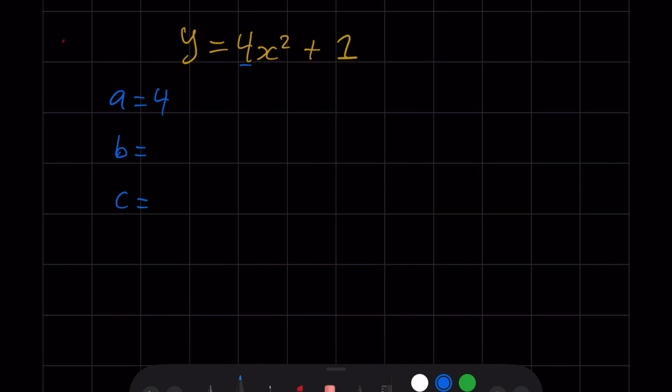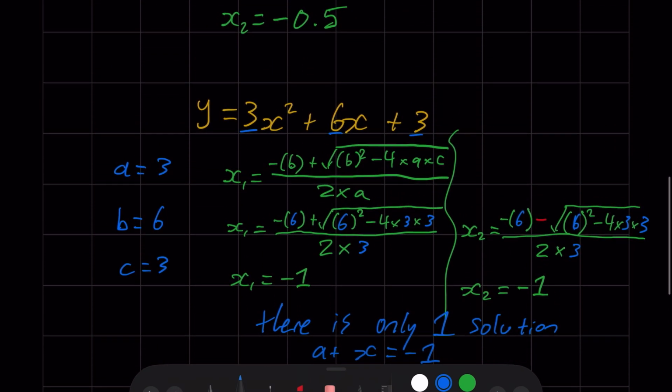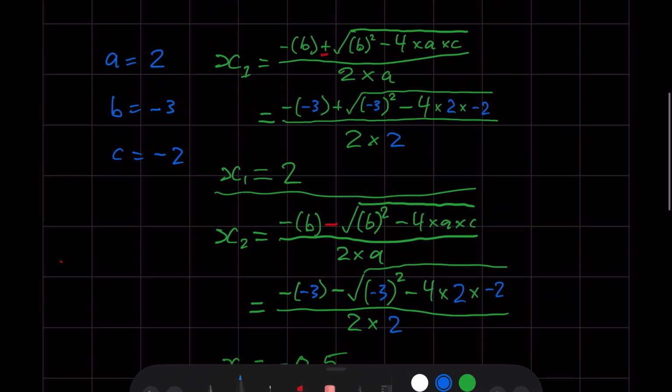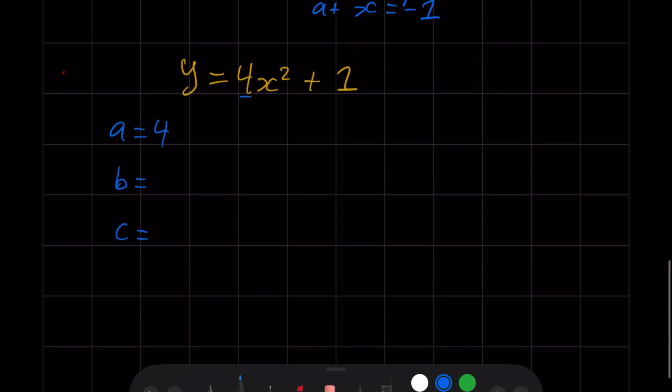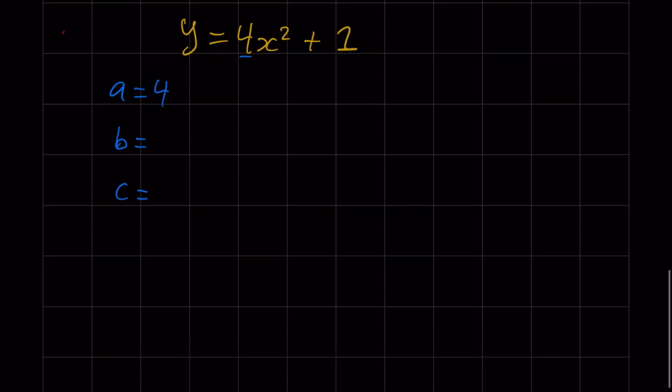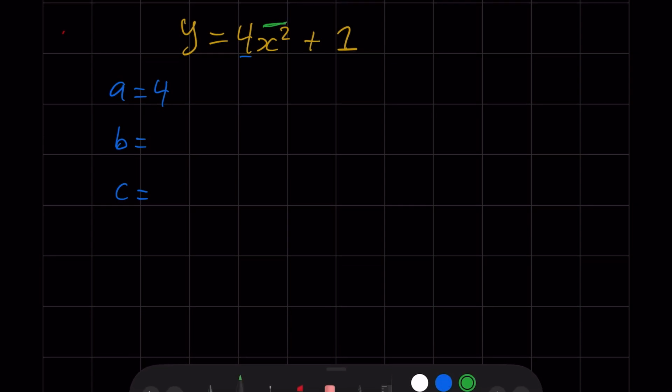Now b, if we go up to our previous questions, b was always connected to this x here. And up one more, b was connected to this x on its own here. But we haven't got an x on its own. We just have this x squared, and then we have no x. There's no single x in this. And that means that there is no b value. So if there's no b value, then we write b equals 0.